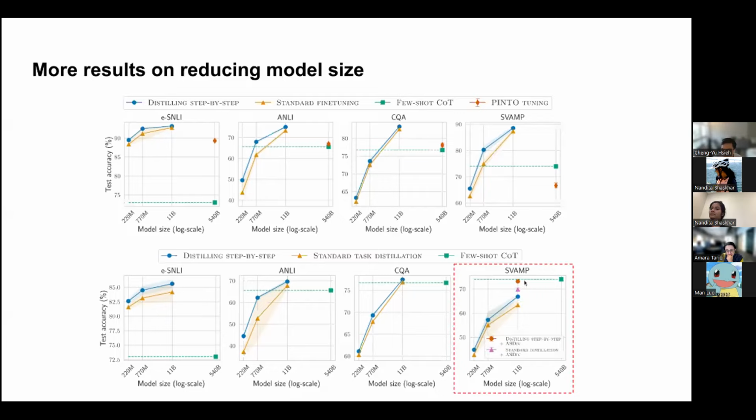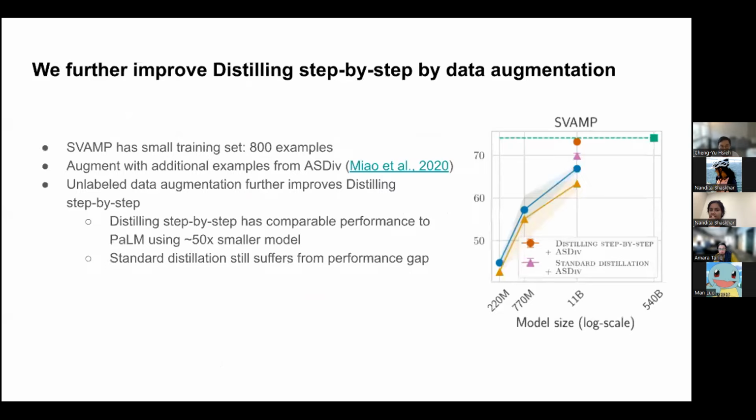So we take a closer look at this specific dataset to see why there's still this performance gap. The reason is that we find that the SVAMP dataset has a very small training set, which consists of only 800 examples. So what we did is augment the dataset with additional examples from the ASDiv dataset. It's another dataset very similar to SVAMP, also a math word problem dataset. We take the unlabeled data from ASDiv and prompt the large language model teacher, the PaLM model, to generate both the rationales and the labels, and utilize these additional examples to train distilling step-by-step.